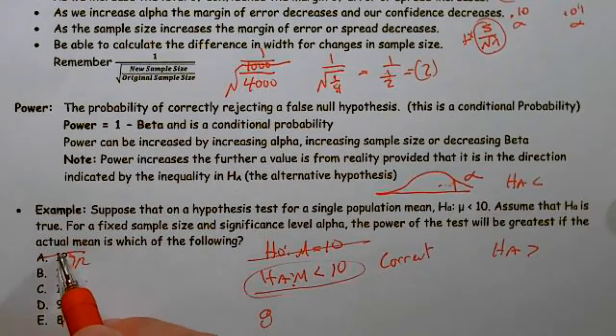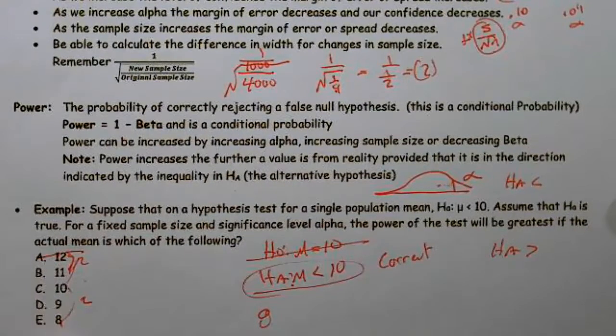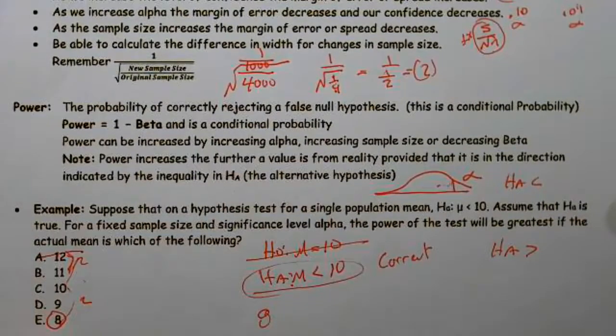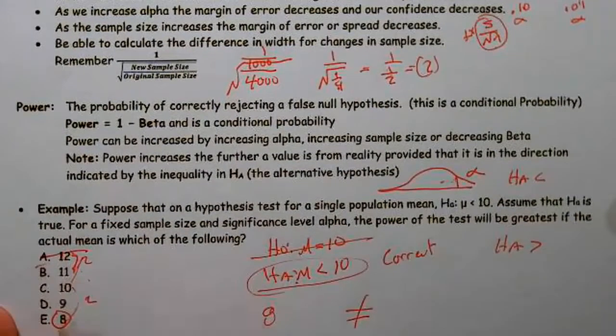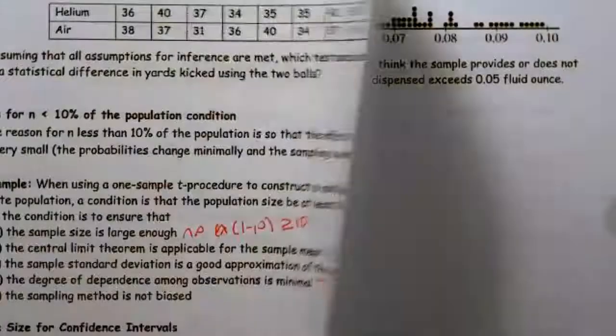Now, even if this had been 13, and that's actually farther away from the mean, it's in the wrong direction. The only one, the value farthest away in the correct direction, was 8. So power increases as I move away from the claim and I move in the direction of the inequality. Now, had this been a not equal situation, both 12 and 8 would have been equally correct, and you wouldn't have been able to make a choice, or you would have said both 8 and 12 are possibilities.